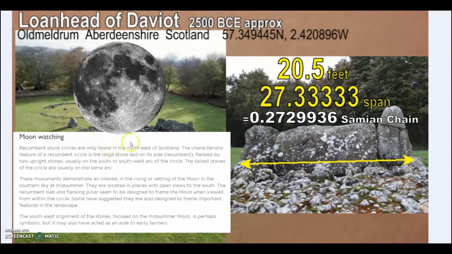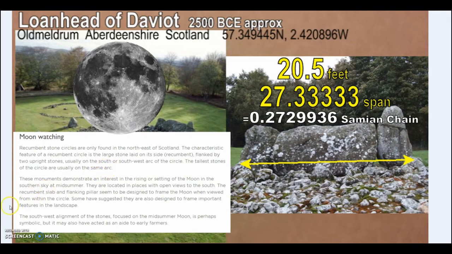Now another interesting thing, this defines the outer ring so often, and one of the features of these circles is again connected to archaeoastronomy here, and these are found in the Recumbent Stones. They're only found in the northeast of Scotland. Characteristic feature, of course, being this horizontal stone flanked by two uprights, usually on the south or southwest arc of the circle.